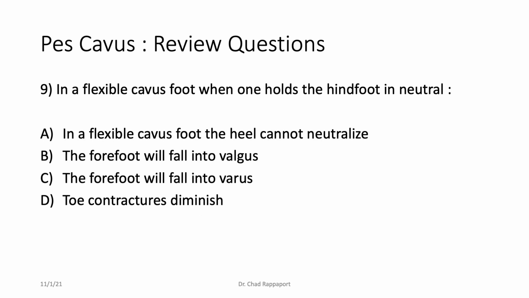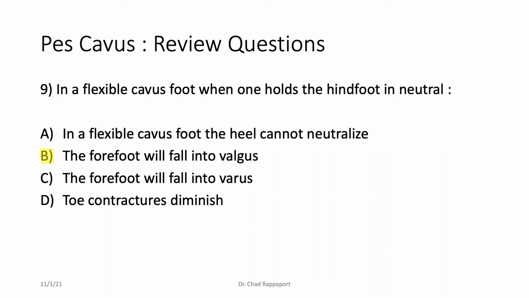In a flexible cavus foot, when one holds the hindfoot in neutral, A, the heel cannot neutralize. B, the forefoot will fall into valgus. C, the forefoot will fall into varus. Or D, the toe contractures will diminish. The correct answer is B.